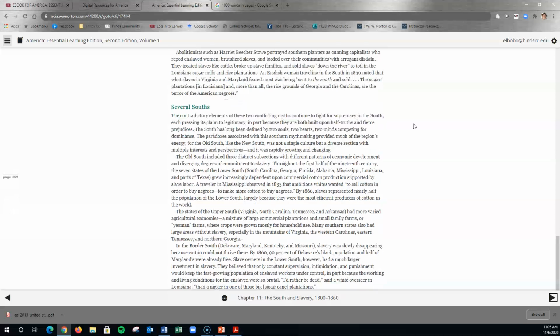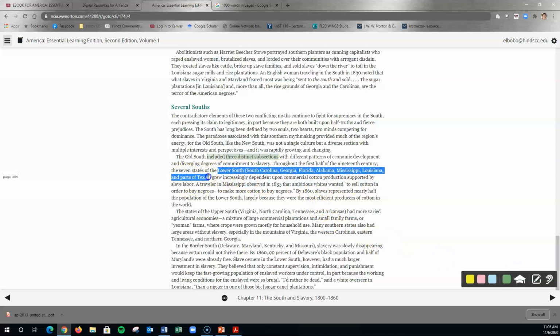The South is a very different region, and sometimes we don't understand that. The textbook points out that there are really three distinct subsections of the South. The lower South, which is South Carolina, Georgia, Florida, Alabama, Mississippi, Louisiana, and parts of Texas, is dependent upon commercial cotton. It's really their only source of income in a lot of ways.